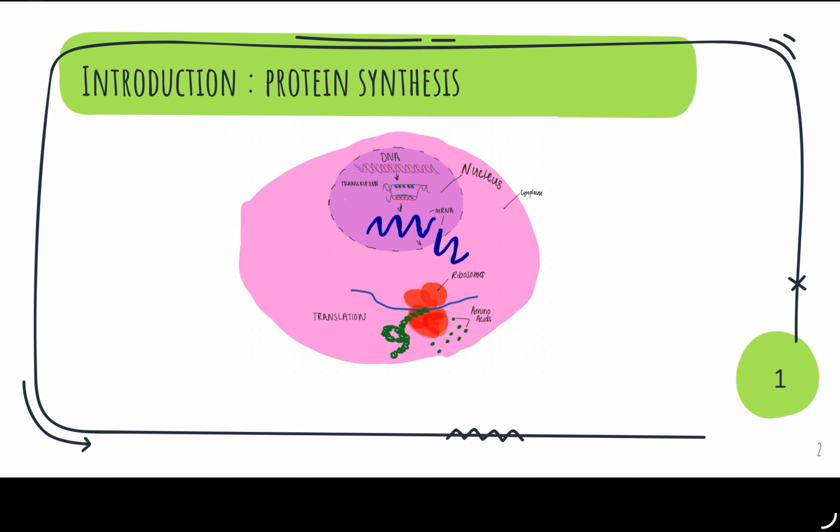Today I'm going to explain the process which cells use to make proteins. I will describe the central dogma, the steps of transcription and translation, and the roles of DNA, mRNA, tRNA, ribosomes, and amino acids. I'll also explain how an error in protein synthesis can lead to a disease called sickle cell anemia.